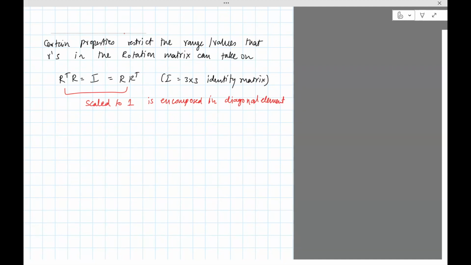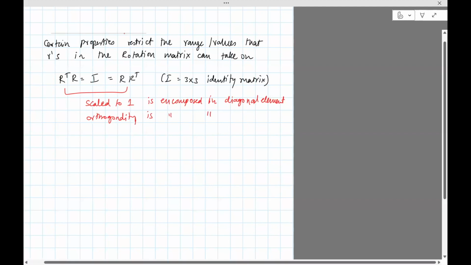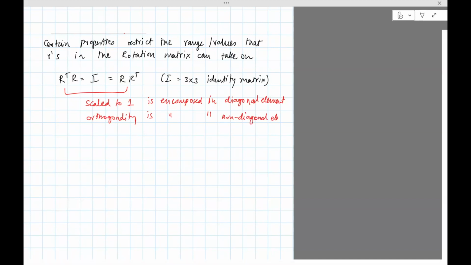That is, in the diagonal element of R transpose R, you see there's 1. That means that the property that R, when multiplied with a vector, will not change its magnitude is basically in the diagonal element. And then the off-diagonal elements, which is the orthogonality, is encompassed in non-diagonal elements, which means that these rotations are so chosen that they actually form a 90 degrees or orthogonal set.